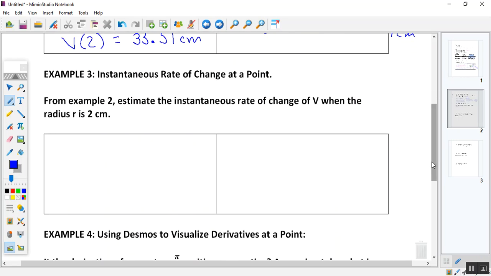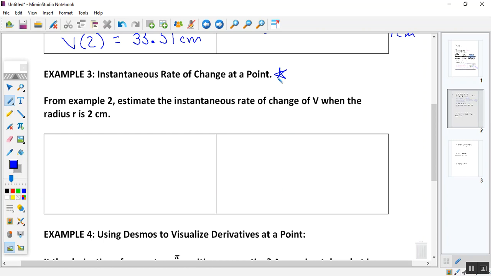I'm going to be honest with you, kids. If you can understand example 3, I think you're going to be in great shape. And again, there's a lot of tie-ins to the last section. So it says from example 2, estimate the instantaneous rate of change of the volume when the radius is what? Go back to your vocab and take a look at derivative of f at a point A. It's basically the slope, I think, right?